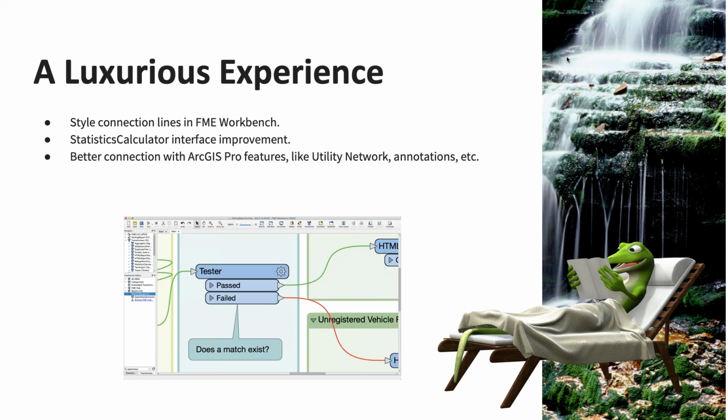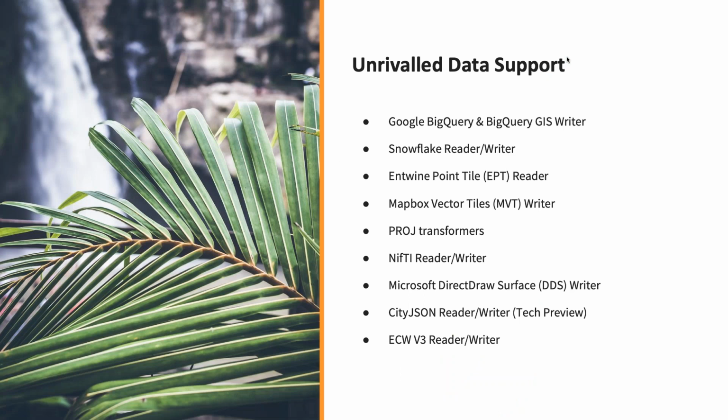There's new style lines. We can change the color of the styles and things. So we'll come on to a bit more of an example of that. We'll come back to the statistics calculator. And also if you're using things like Utility Network, ArcGIS Pro, for example, there's sort of better connectivity with features and things in there as well. So it works a little bit better. There's more readers and writers this year. So we'll come back onto some of these as we go through in a bit.